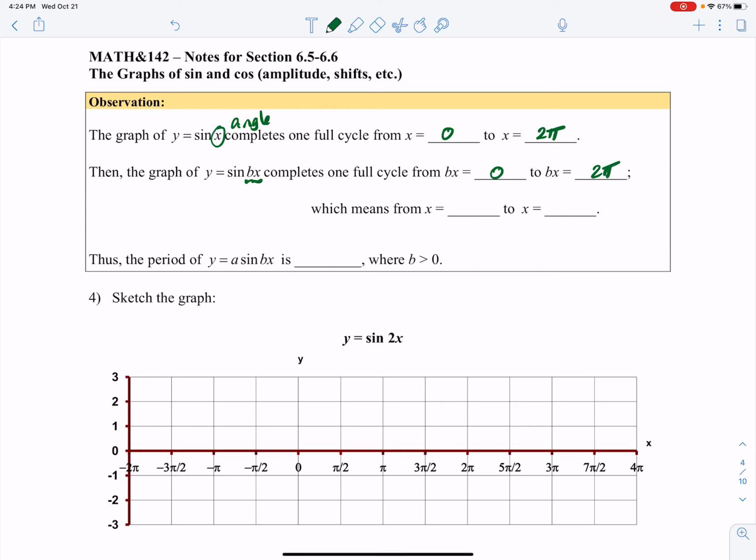Well, wait a minute. That corresponds to x equals, if I divide by b, and I'm going to assume that b is not 0, x equals 0. And if I divide both sides of the other equation by b, I get 2 pi over b. Great. One full cycle goes from x equals 0 to x equals 2 pi over b. So that tells you that the period of the graph y equals a sine of bx is just 2 pi over b. The amplitude has nothing to do with the period. And we're always assuming that b is positive. We're not going to face a negative b here. So let's see how we handle this in some examples.